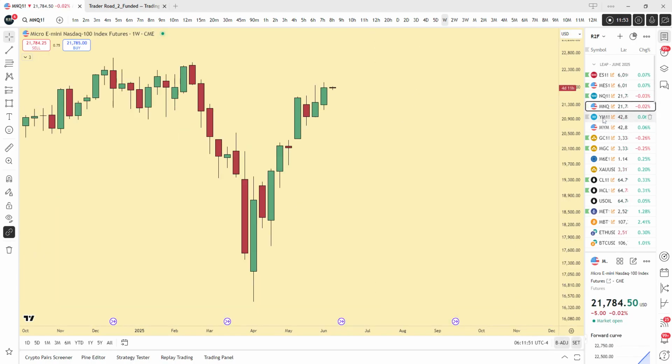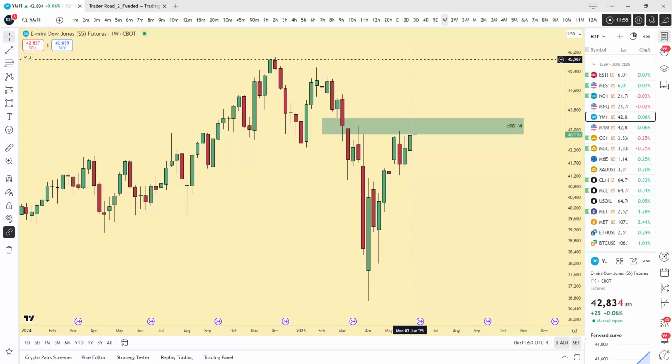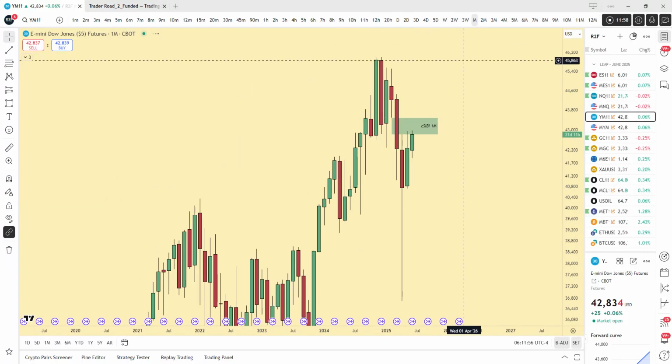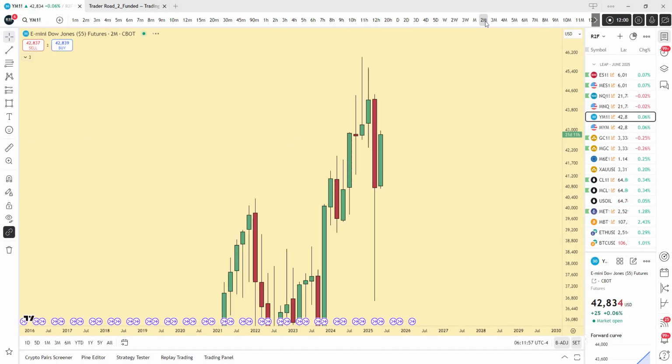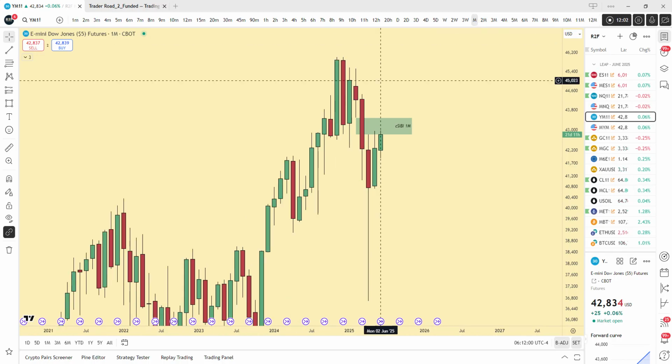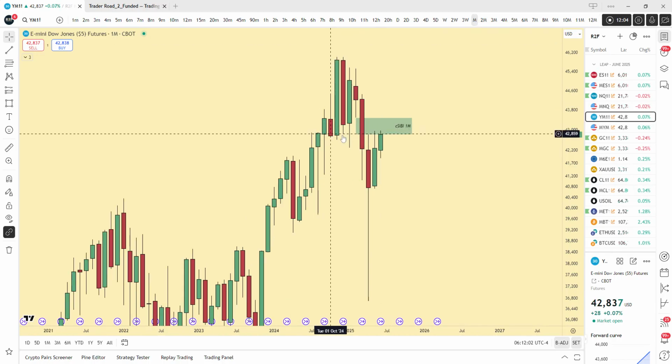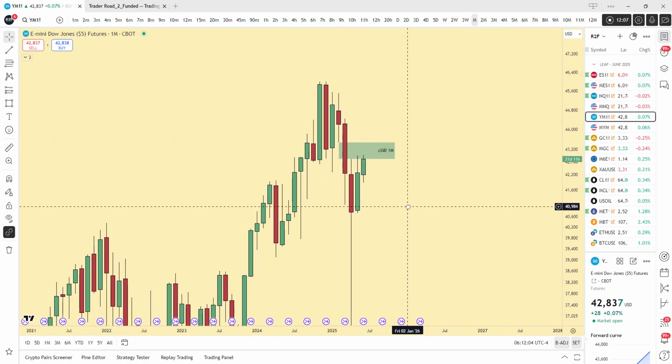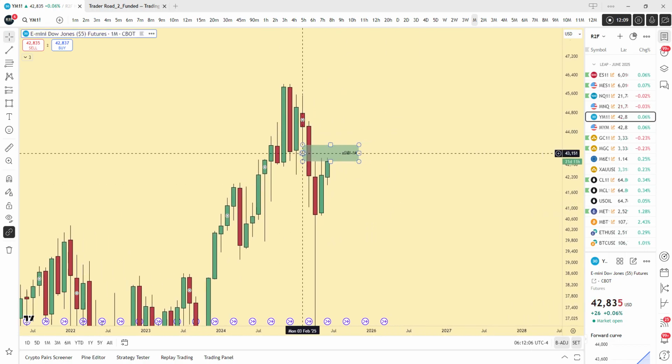So NQ, yes, generally the same. Okay, we got CB 1 month here. It's already tapped into. Let's see the 2 month. Okay, and we have this kind of breaker thing on the side here as well.